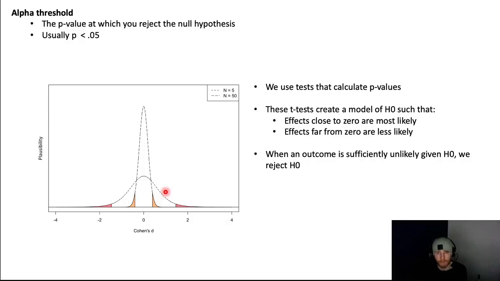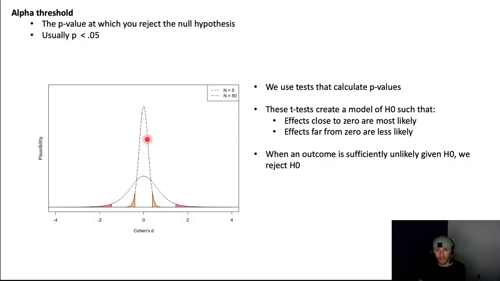However, if we had recruited 50 participants, now look what happens. We're really certain about the effect size of 0. It's the most plausible outcome, and it's really plausible. And because we're more certain about this being the most likely outcome if the null hypothesis is true, values close to 0 are now quite unlikely. We haven't even got to d equals 1, and you can see now that even values smaller than d equals 1 are quite unlikely given the null hypothesis.